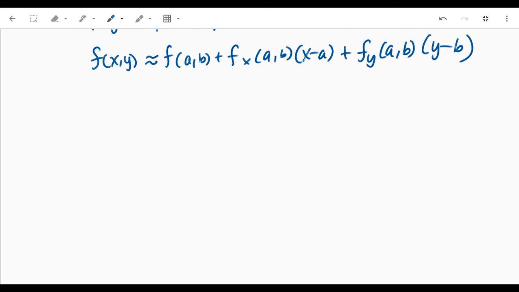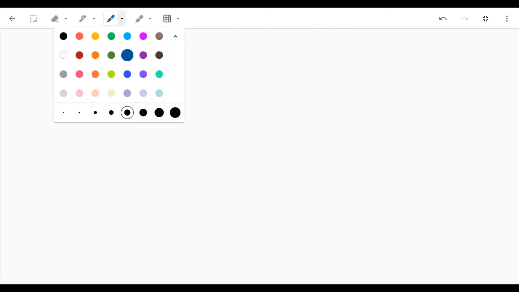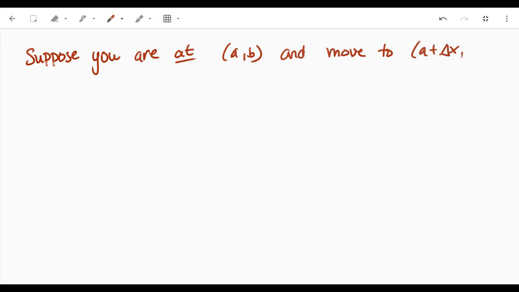Next thing is the whole idea of differentiability in 3D. Okay, suppose you are at a b, okay, in your x y plane, and move to a plus delta x, b plus delta y. Okay, then you're going to have some change in z, right? So let me kind of do a little sketch.